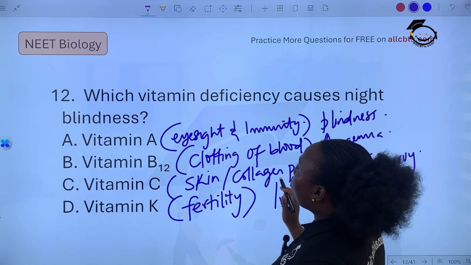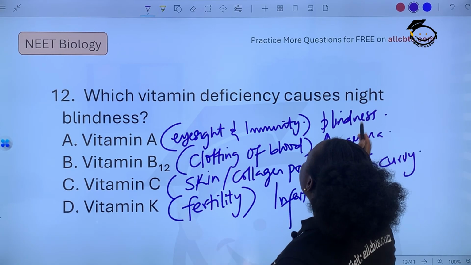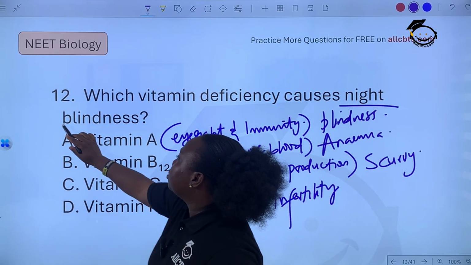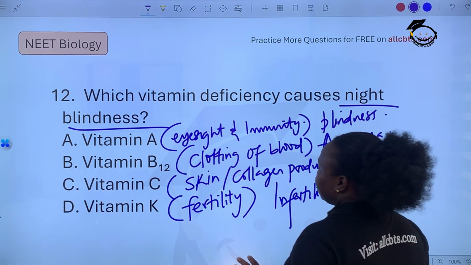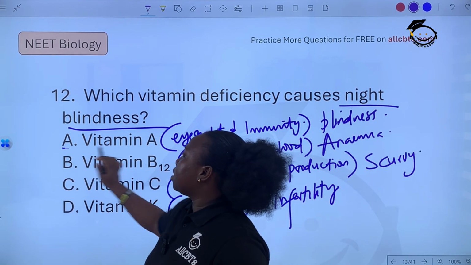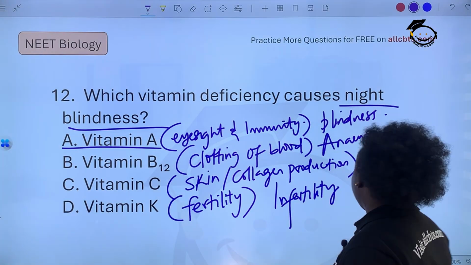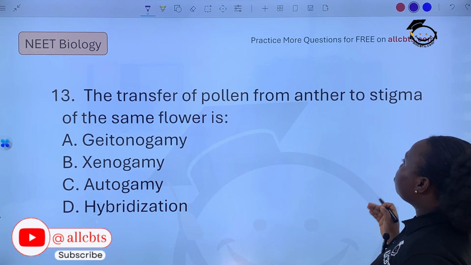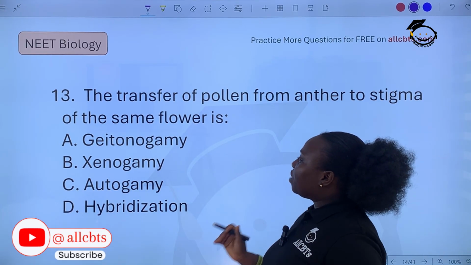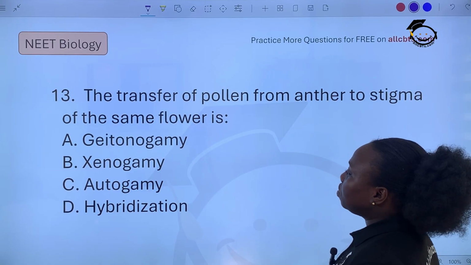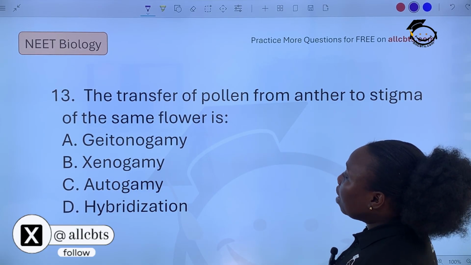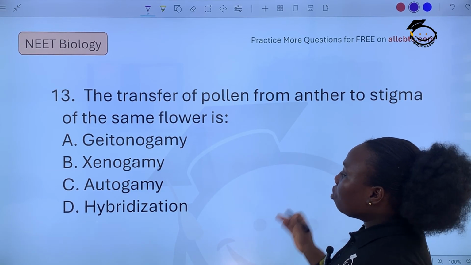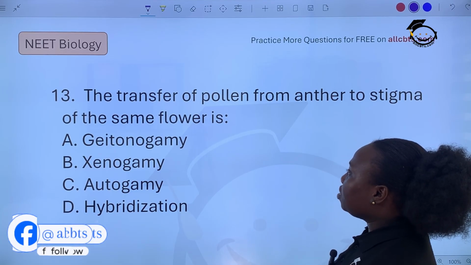So with this, in our question, we have night blindness. So the one that has to do with blindness is vitamin A. That's our answer. Number 13, the transfer of pollen grains from the anther to the stigma of the same flower is what? Gaetonogamy, xenogamy, autogamy, or hybridization.